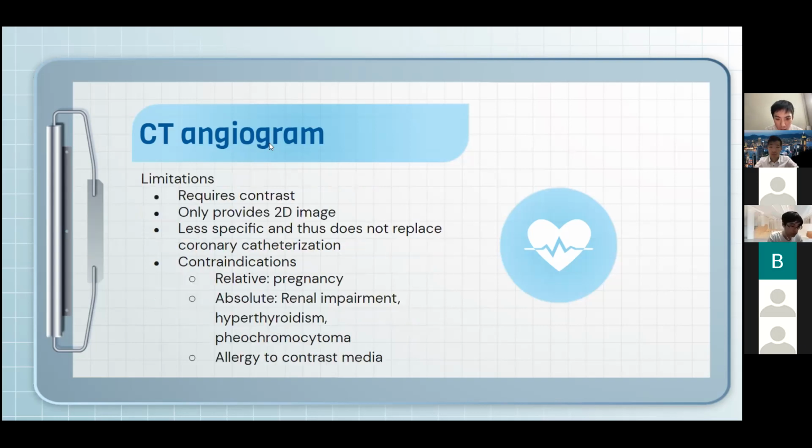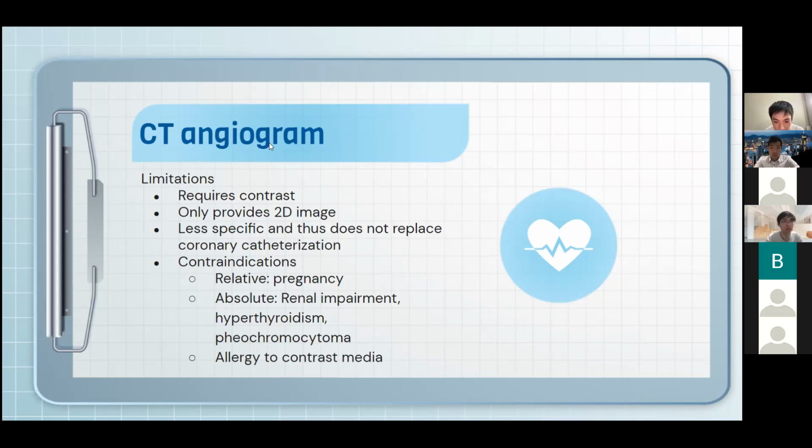But of course, there are also its limitations. Firstly, it requires contrast. And given that it requires contrast, there are a lot of contraindications that come with it. For instance, if the patient has renal impairment, you cannot use contrast. The same thing goes with angiogram, because as I've mentioned, angiogram also requires a dye, and that dye is also contraindicated in patients who have renal diseases. And again, it only provides a 2D image. It is also less specific than coronary catheterization and angiogram specifically, because after all, it is a non-invasive procedure. And as I've mentioned, there are a lot of contraindications.